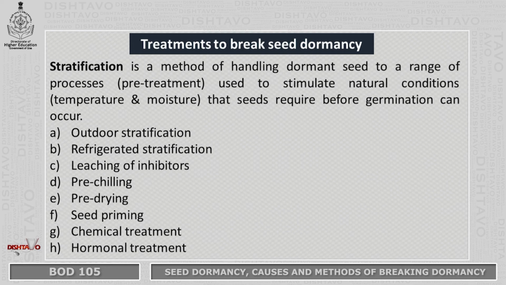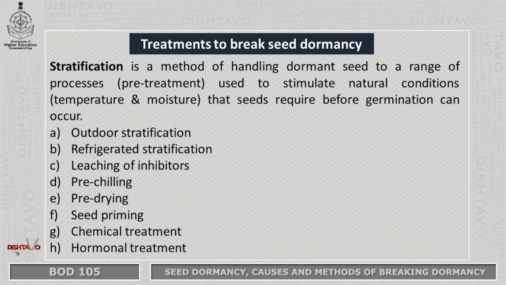The next method is pre-drying. Now, this is again a useful practice in some seeds to overcome seed dormancy. In this treatment, the dry seeds are subjected to a temperature of around 37 to 40 degrees Celsius for 5 to 7 days prior to sowing. After this, the seeds can be sown in the field.